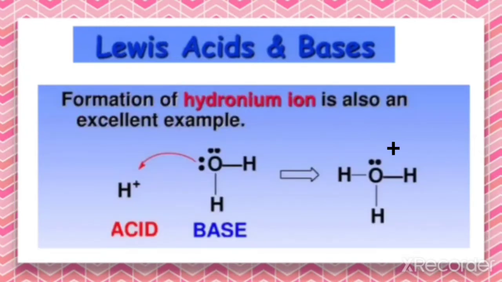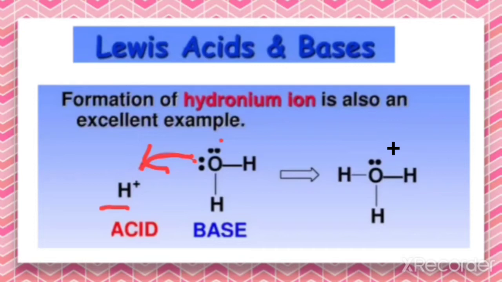more example, that is the formation of hydronium ion, an excellent example of Lewis acids and bases, because the water has lone pairs, you can see it has two lone pairs. From one lone pair, it can easily donate to H positive. Water is electron rich and H positive is deficient of electron. So the electron rich one is donating the electron pair to the electron deficient one.